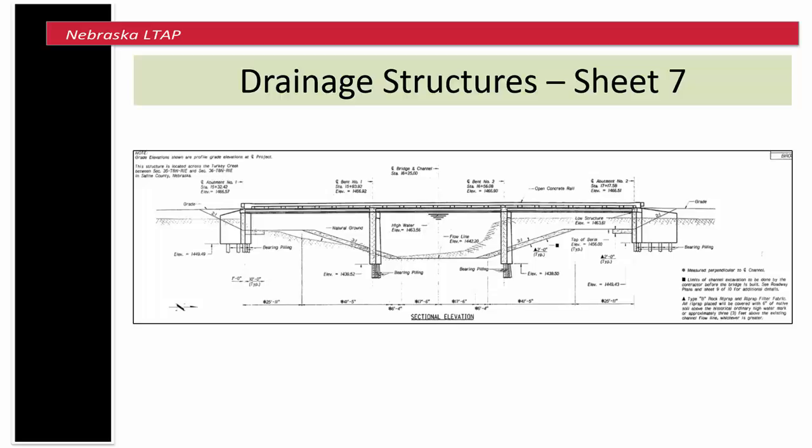Sheet 7 on your set of plans shows the sectional elevation of the new bridge for this project. You will see the centerline stationing and elevations of the abutments and bents, and the station number of the center line of the bridge and channel. We will discuss the bridge plans in more detail.